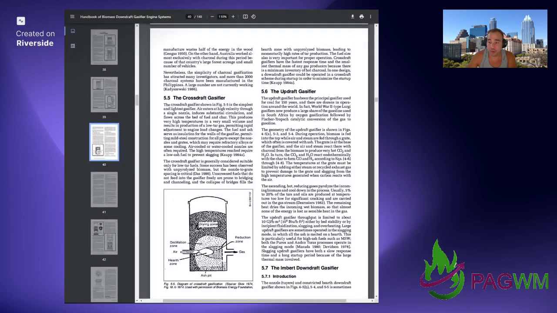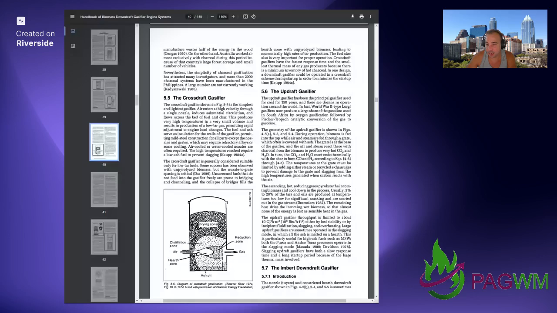During operation, biomass is fed into the top while airstream is fed through a grate, which often is covered with ash. The grate is at the base of the gasifier, and the airstream reacts there with charcoal from the biomass to produce very hot CO2 and H2O. In turn, the CO2 and H2O react endothermically with the char to form carbon monoxide and hydrogen. The temperatures at the grate must be limited by adding either steam or recycled exhaust gas to prevent damage to the grate and slagging from the high temperatures generated when carbon reacts with the air.